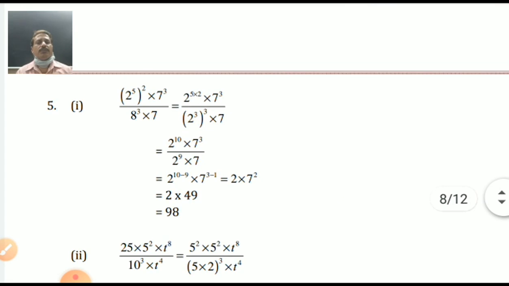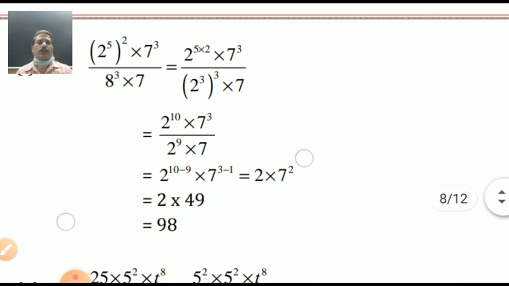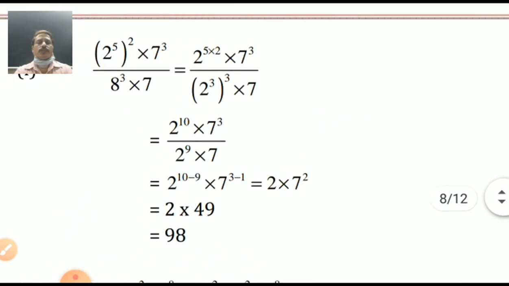See the 5th question. Observe carefully, step by step. 2 into 2 raised to 5 into 2, 7 raised to 3. Divide by 2 raised to 3 into 3 raised to 3. Why? In place of 8, I can write 2 raised to 3. Why I am writing this one? Because on the numerator side, there are 2 and 7 and denominator 8. 8 is not a prime number. We can make it prime numbers. Yes, my dear student, not prime number. According to our requirement, 2 I needed. So 2 raised to 3, I can use it.